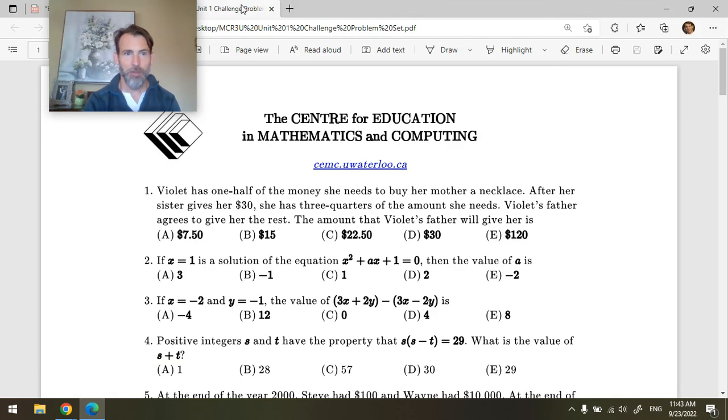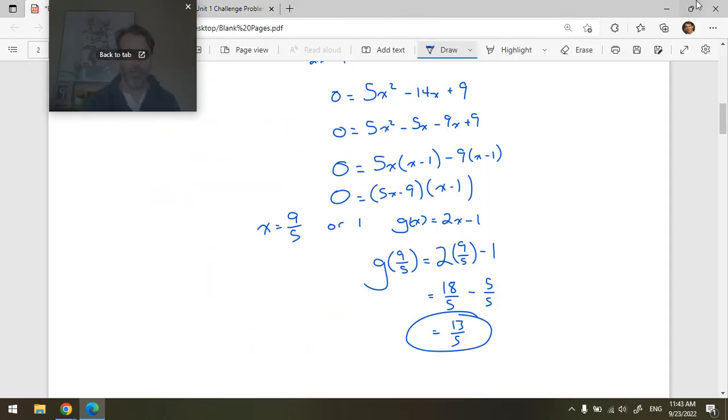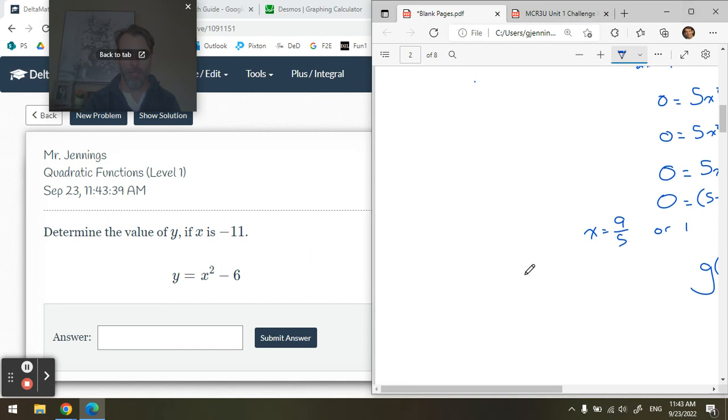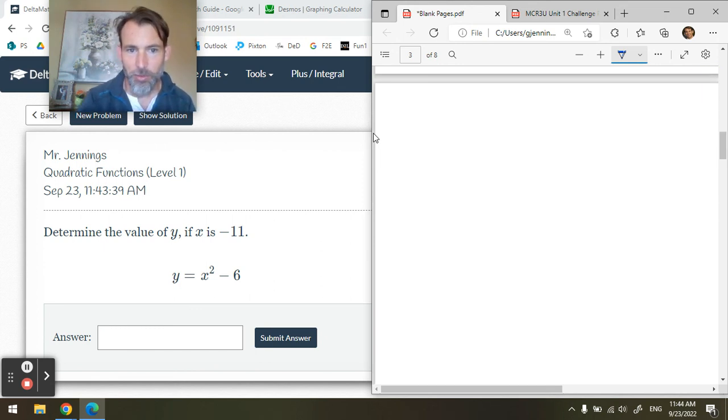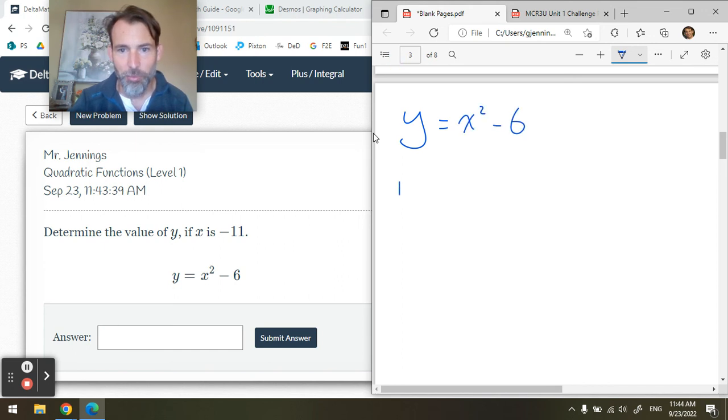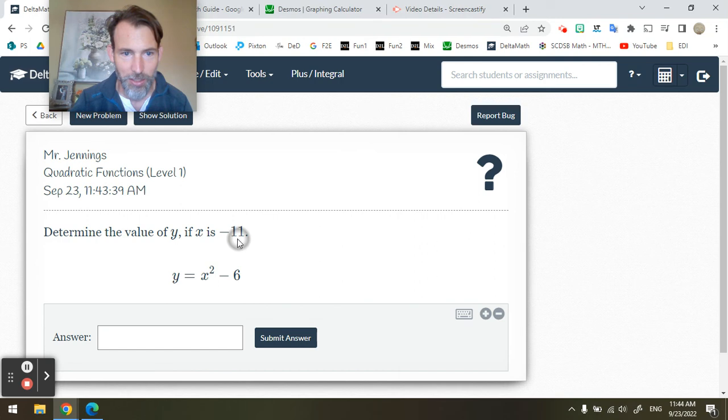I have blank paper over here, and I made it too small, and now you can see. Okay, so what you can do is copy out your function, and we would say that this function is y is equal to x squared minus 6. I even prefer labeling it with function notation. f of x is equal to x squared minus 6, okay? And then you're going to substitute in negative 11. Why? Because that's what the question told you to do over here, you see?